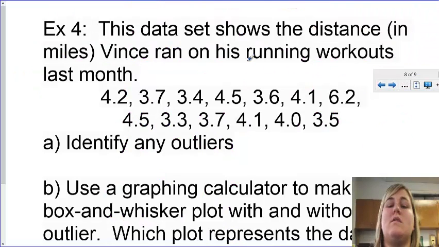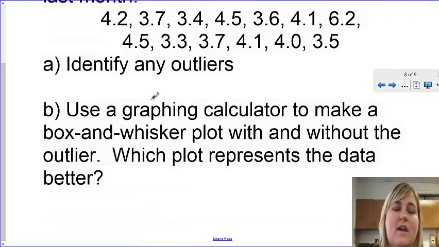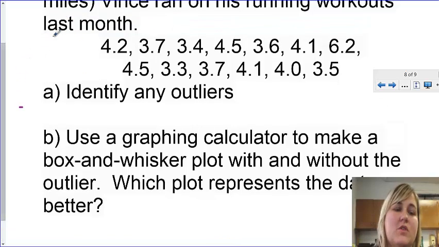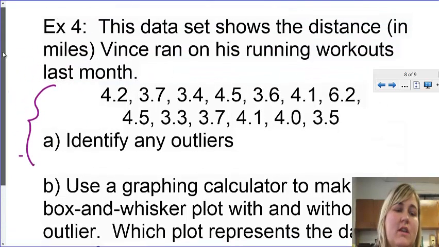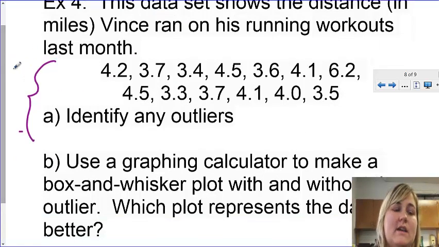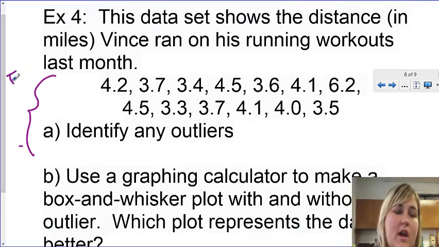This data set shows the distance in miles Vince ran on his running workouts last month. It says to identify any outliers and to use a graphing calculator to make the box and whisker plot. We will do this one in class tomorrow. So make a note. Put example 4 and then write in class next to it so that whenever I'm checking your notes in the morning, I will see that and we can practice using your calculator together.